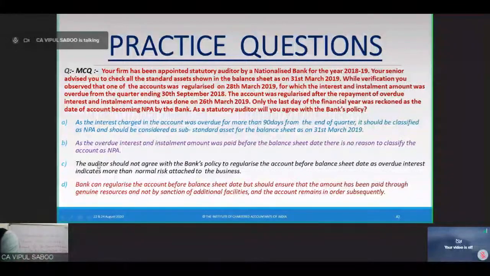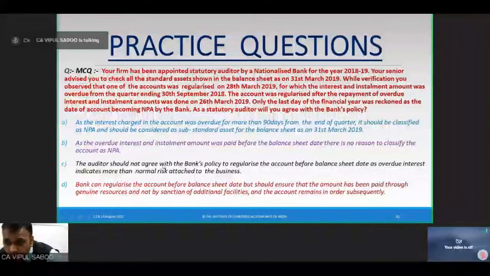The account was regularized after the payment of overdue interest and installment amounts was done on 26th March. The last day of the financial year was reckoned as the date of the account being NPA by the bank. As a statutory auditor, will you agree with the bank's policy? So this is the answer. This is an MCQ. Part A says, as the interest charged in the account was overdue for more than 90 days, it should be classified as NPA and considered as a substandard asset for the balance sheet. Part B says, as the overdue interest and amount was paid before the balance sheet date, there is no reason to classify the account as NPA.